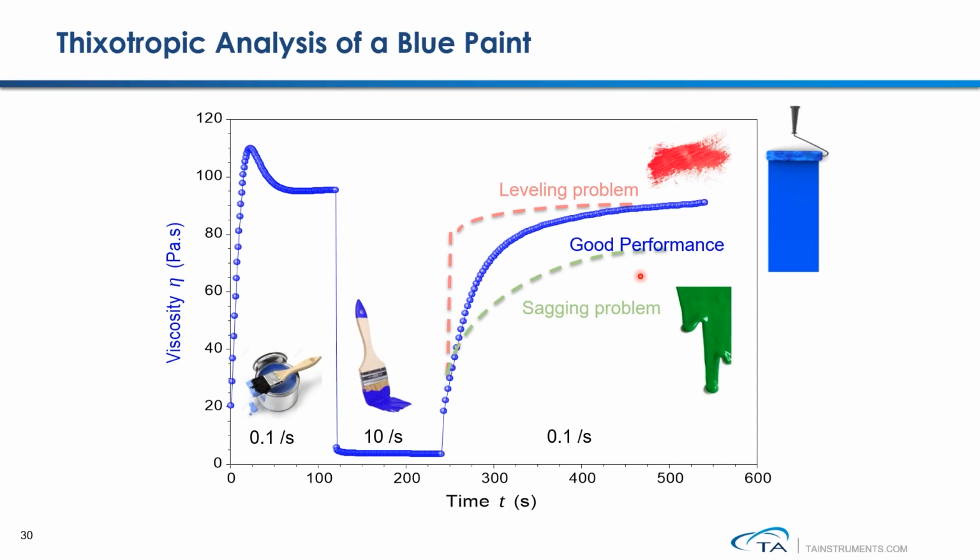This recovery time is critically important to its application performance. If the recovery time is too short, you will end up with some leveling issues in application. So when you use this paint, you will end up with a roughened surface. But if this recovery time is too long, you will have some sagging issues when using this paint.